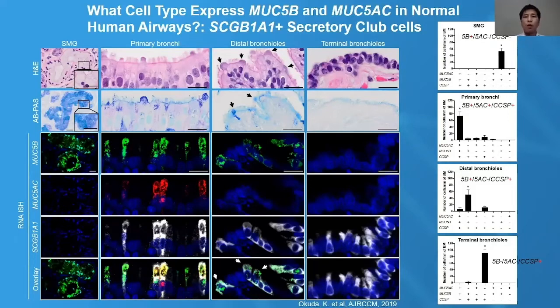While both 5B and 5AC are co-localized in CCSP positive cells in large airways, like primary bronchi, CCSP positive cells express only MUC5B in the distal airways. In the terminal bronchioles, CCSP positive cells are still present, but they don't express either 5B or 5AC. So interestingly, these data suggest CCSP positive secretory cells can be classified into region-specific subsets.